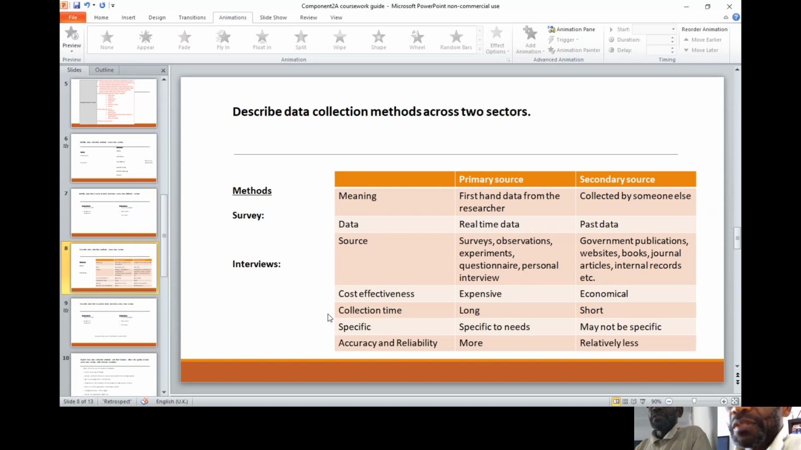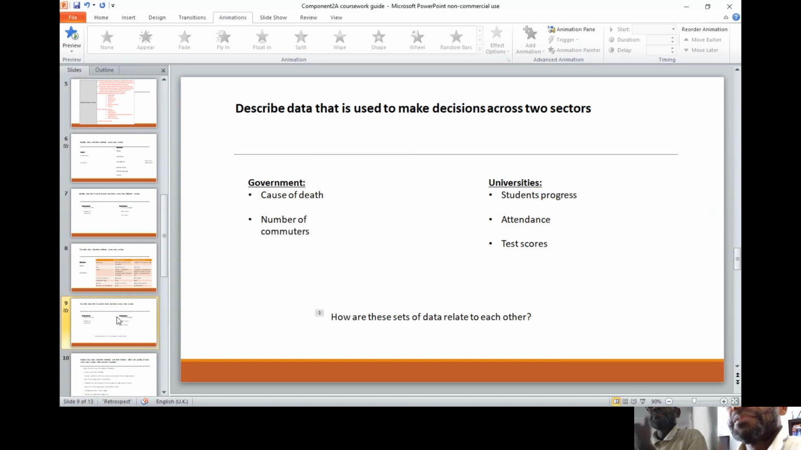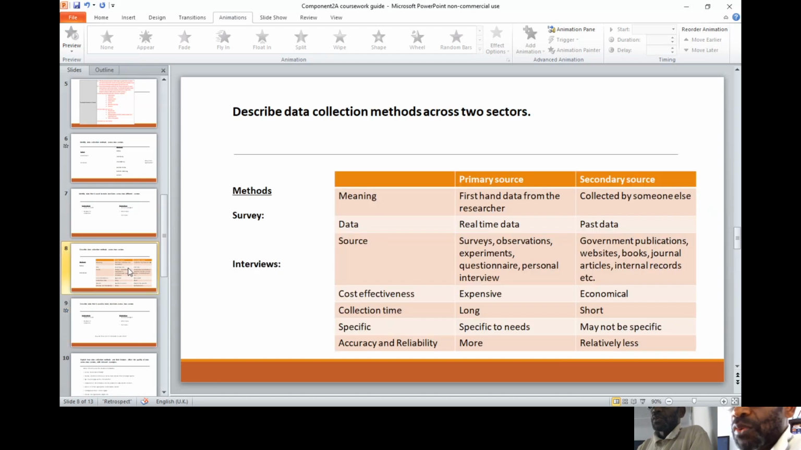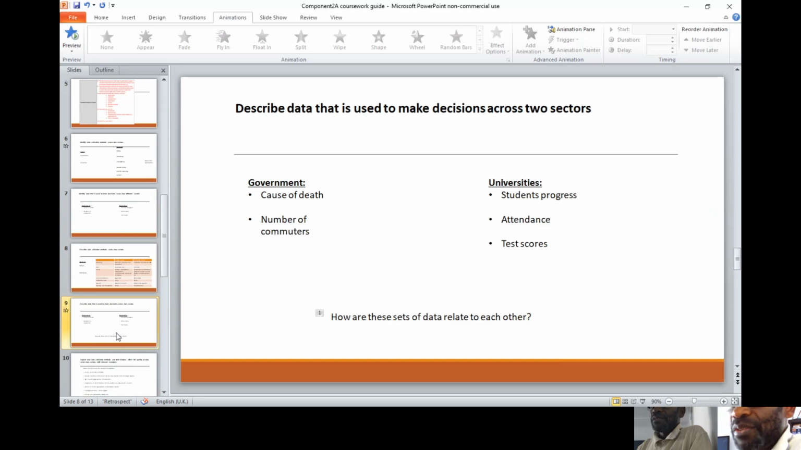So you're going to use this to describe the data collection method. That is what you're going to need to answer this question. The next question is, again, you're going to describe data that is used to make decisions across two sectors. Before, you were describing the method; now you're going to describe the data. Describe the data that is used to make the decision across two sectors.